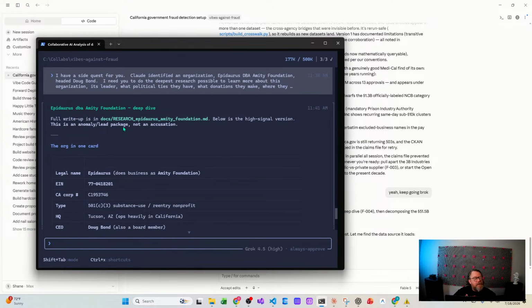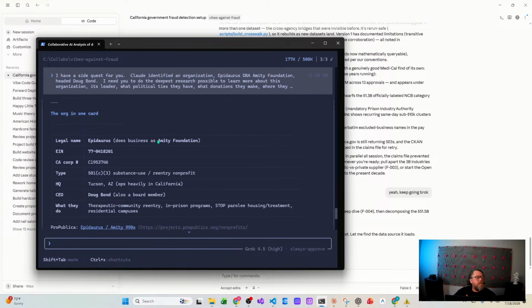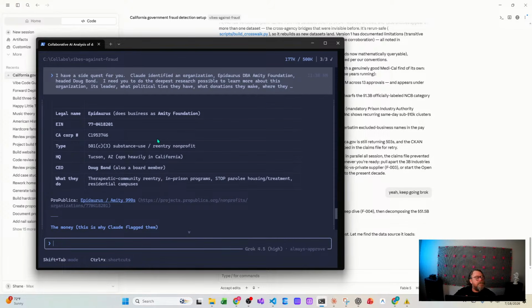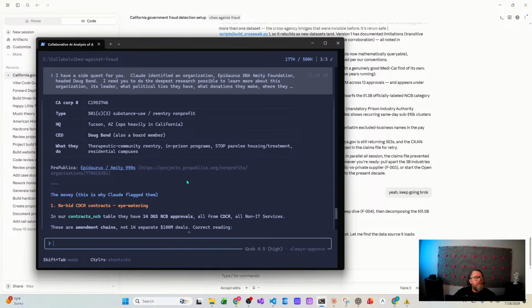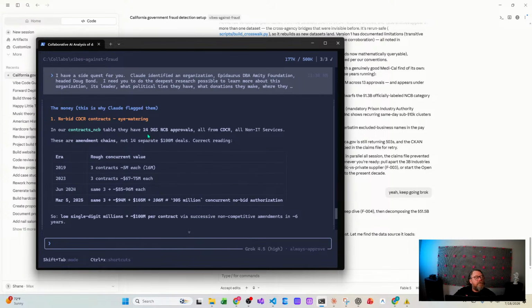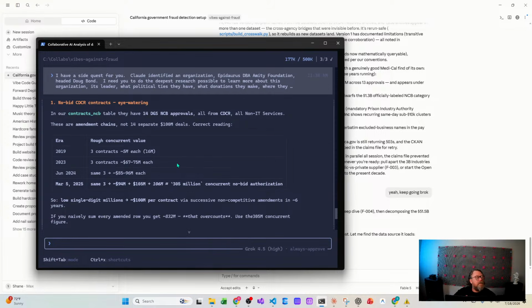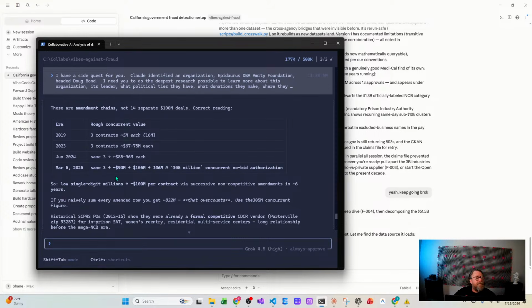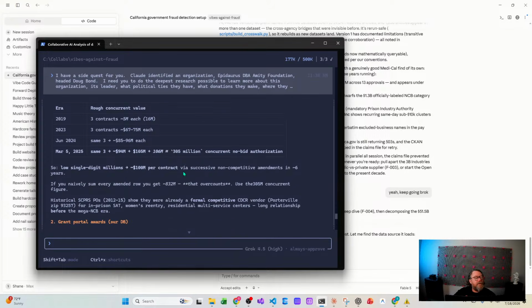It said this is an anomaly lead package, not an accusation. Therapeutic community reentry. They have 14 non-contract bids, all from the California Department of Corrections, all non-IT services. God dang, dude. Last year they got 305 million in no-bid authorizations.